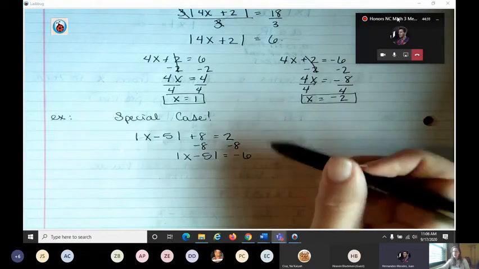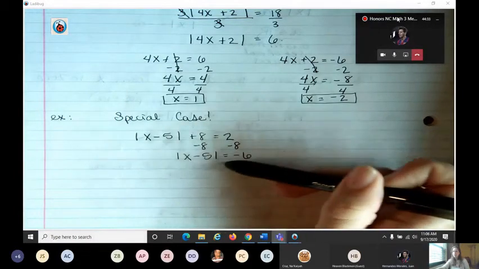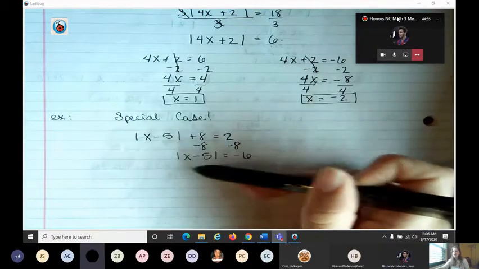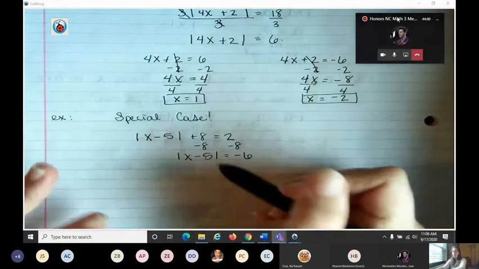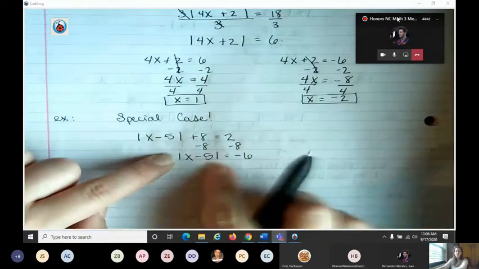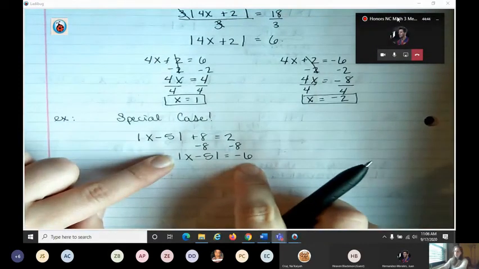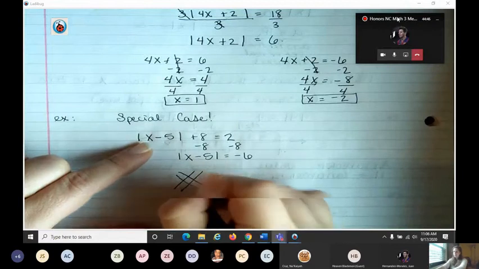Okay, so think about absolute value. Absolute value has to be positive? Yeah, good. So this should always be a positive value, but we're setting it equal to a negative value. So we have a contradiction.